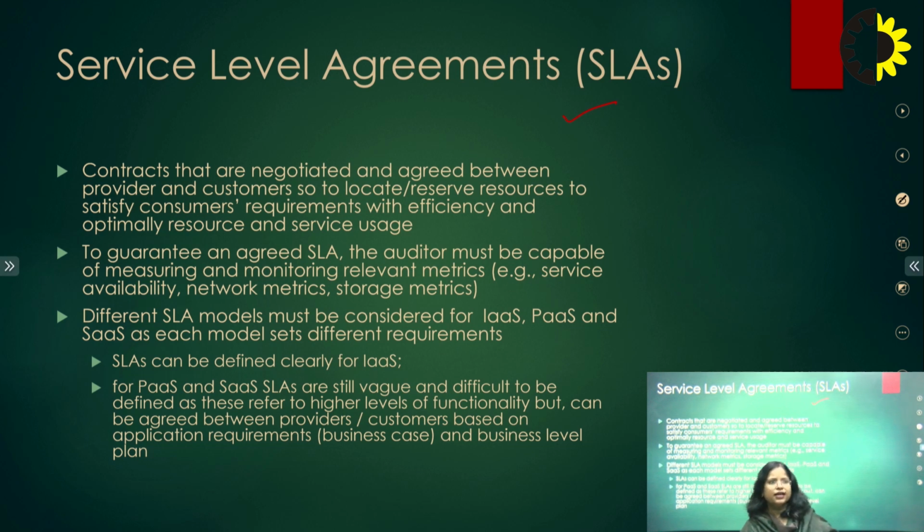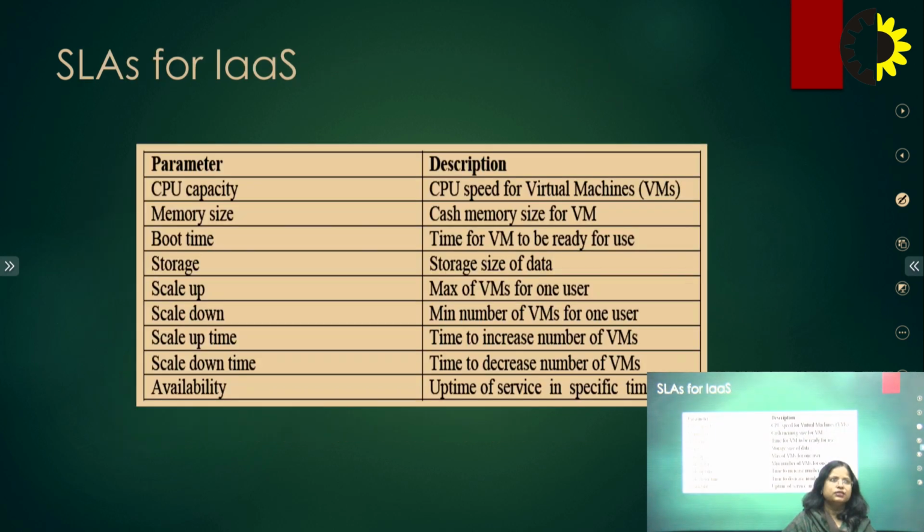There are different SLAs that must be considered for infrastructure as a service, software as a service, and platform as a service. As of now, we don't have clear performance measurements for software as a service and platform as a service. In today's scenario, we have clearly mentioned SLAs for infrastructure as a service only. These are the parameters on which the cloud auditor checks.